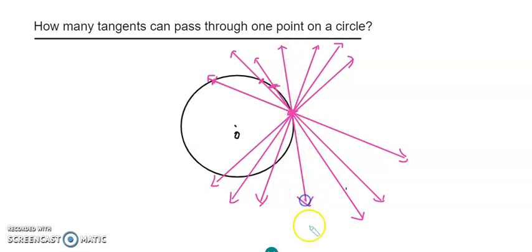Now, apart from this line, which is L, let me label them. The three which I've already talked about are P, Q, and R. P is this line which is intersecting the circle at 1 and 2. Let's label this point as P, this point as A. So PA is on line P. PB is on line Q, correct? And PC is on line R, right?